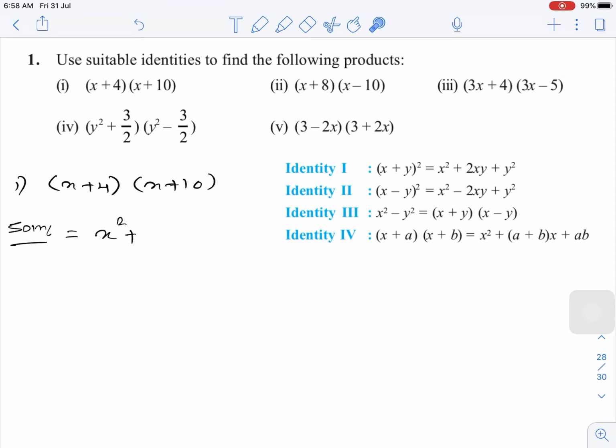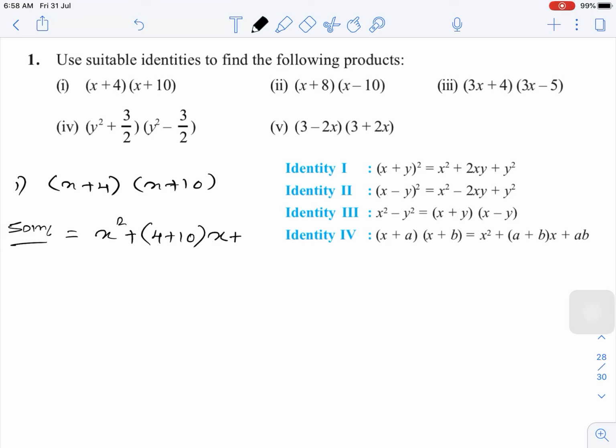So what are the second terms? 4 and 10. So what we will do here, 4 plus 10. Then they are multiplied by what? With the first term. So who is our first term over here? X, or common term x.